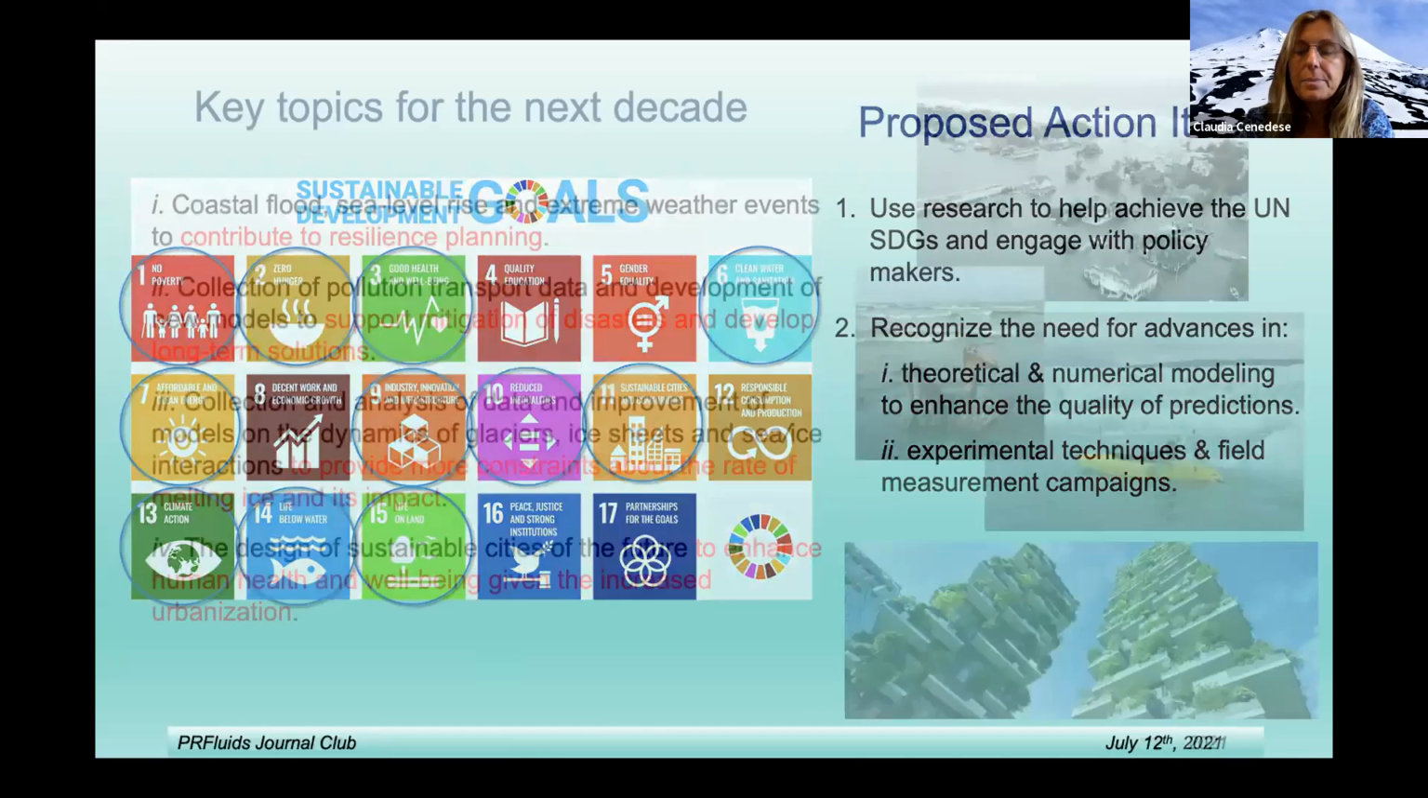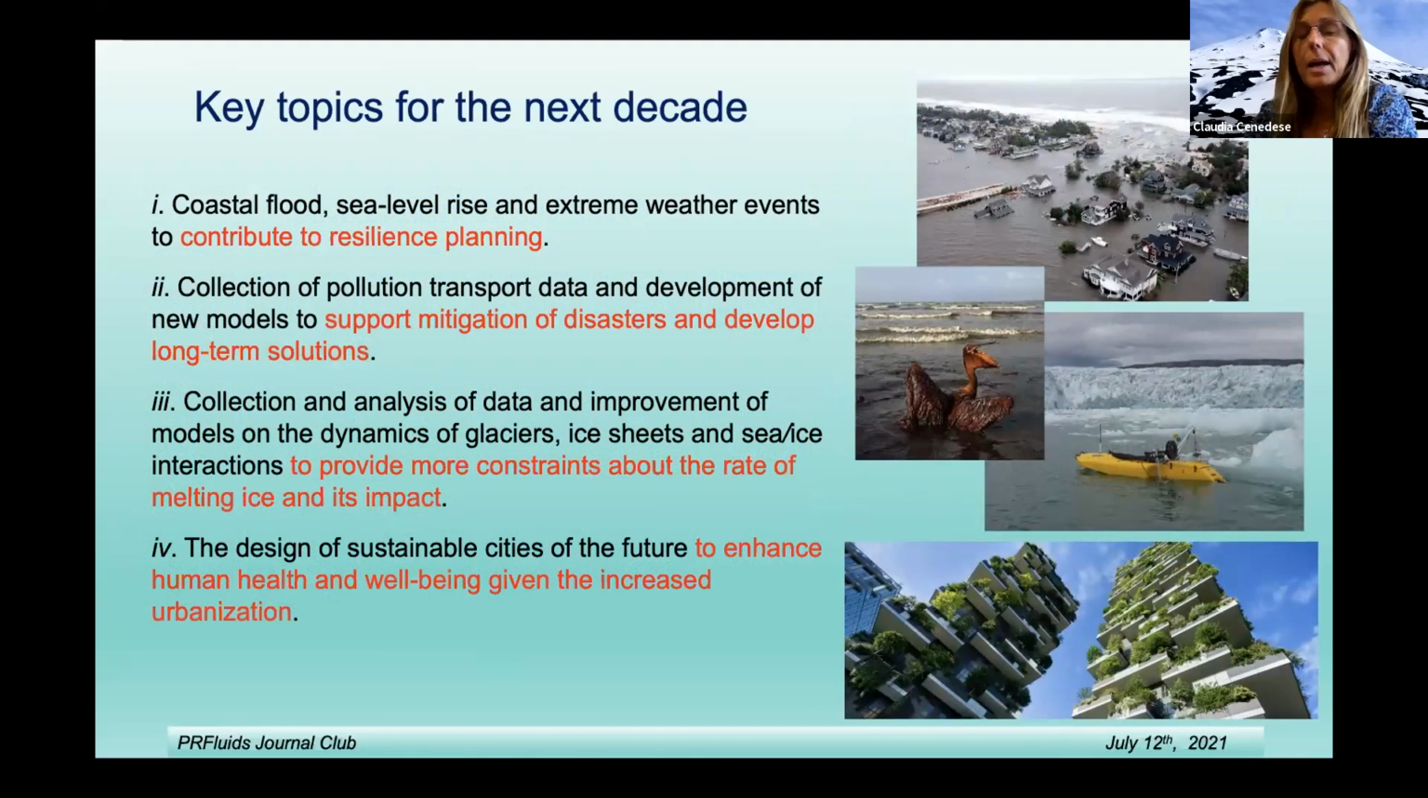And our last action item is that we would like to suggest 4 key topics in which we believe environmental fluid mechanics can make substantial advances and can also make a fundamental contribution to society for the health of our planet. So the first one is improving our understanding of coastal floods, sea level rise, and extreme weather events. That will help us contribute to more resilience planning.